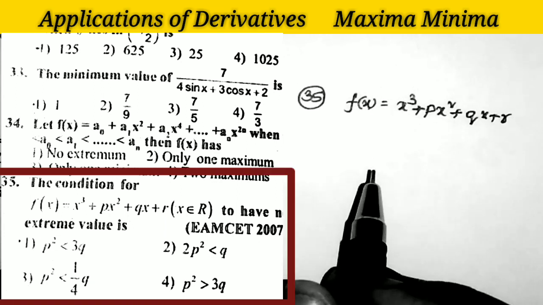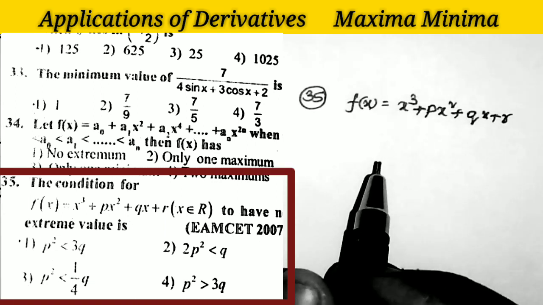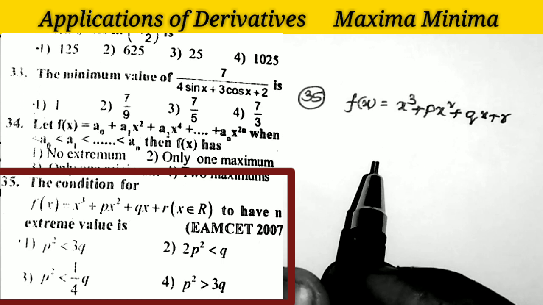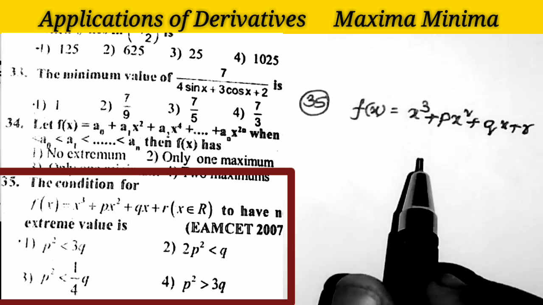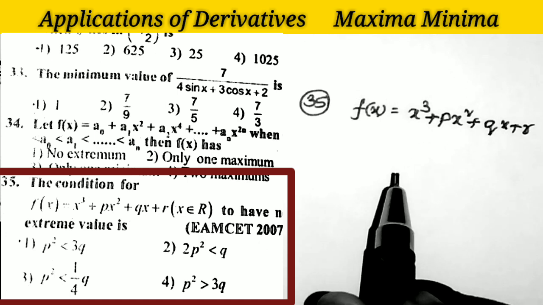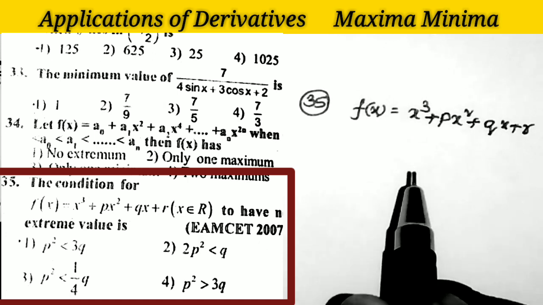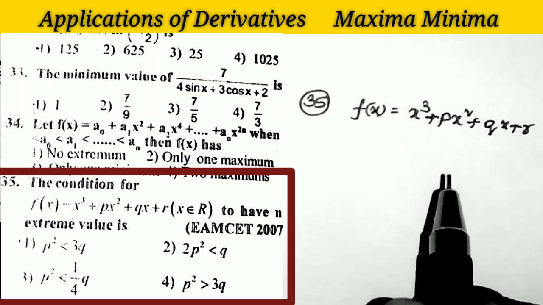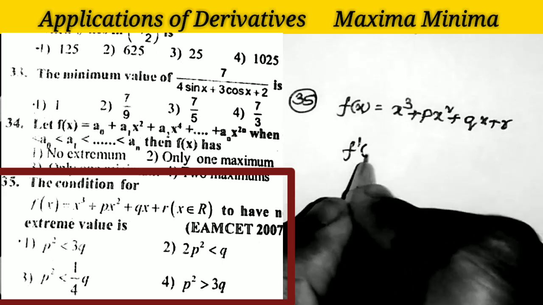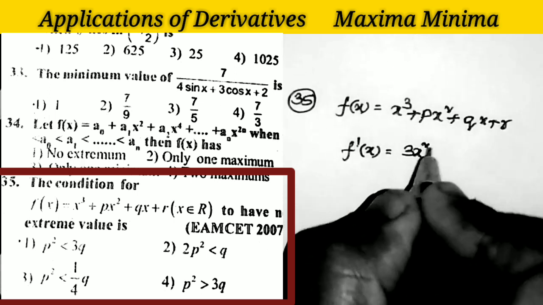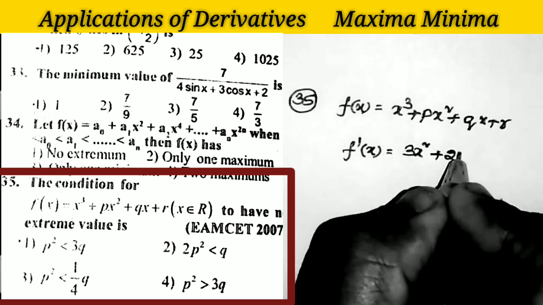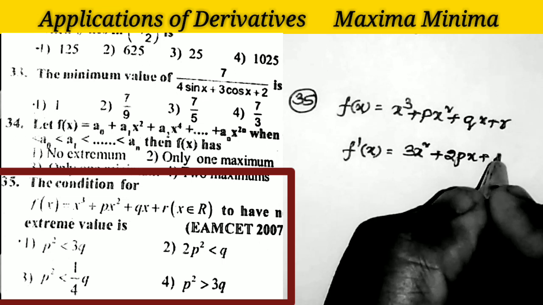Next question, sum number 35. The condition for the equation f of x is equal to x cube plus px square plus qx plus r to have no extreme value is equal to. So we want the condition for the given equation to have no extreme value. No extreme value means, for that first we have to find the derivative. What is the derivative? 3x square plus 2px plus q. Okay, this is the derivative.